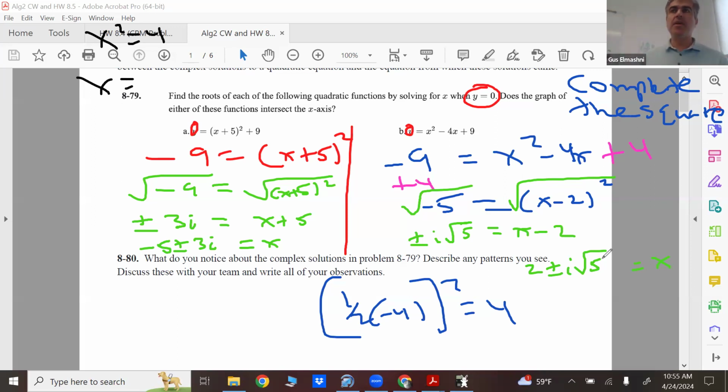You have to, because if you put it back in, both answers work. That's why. It gives you the whole story. If I put i root 5 back into the equation, here, I'll prove it to you right now. Let's do this.